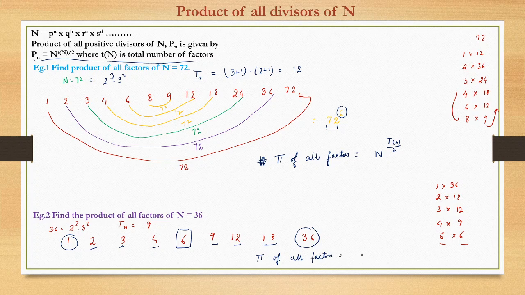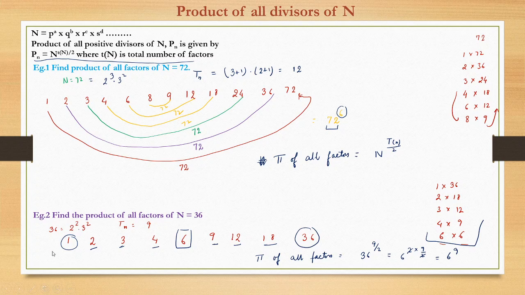The product of all factors would be n raised to power Tn by 2, so 36 raised to power Tn by 2. What is Tn by 2 here? Tn by 2 is 9 by 2. This we can write as 6 square into 9 by 2. So this becomes 6 raised to power 9. So this is the answer.